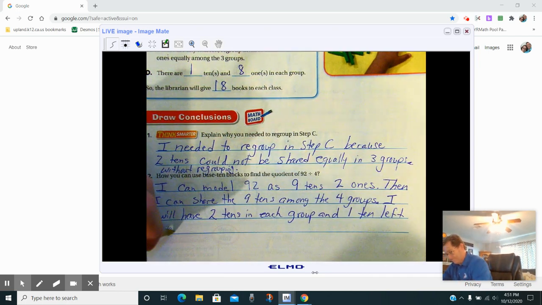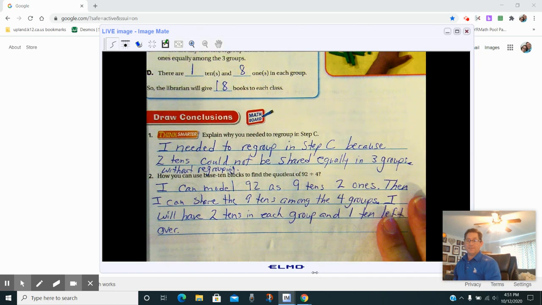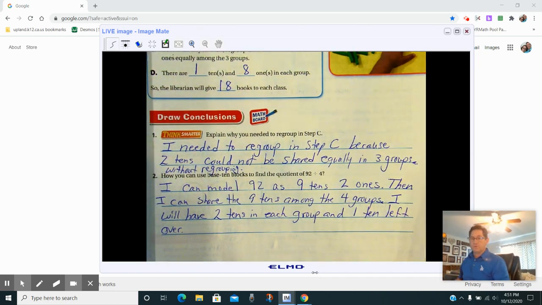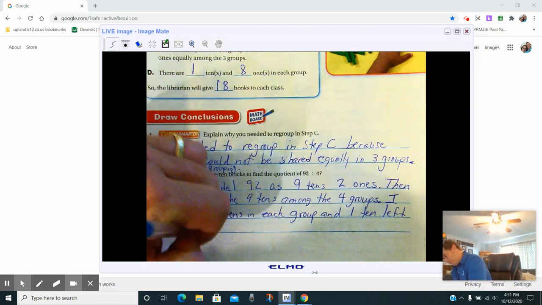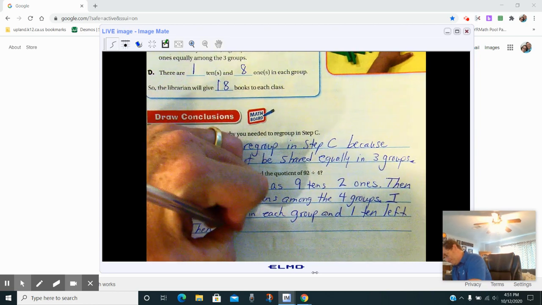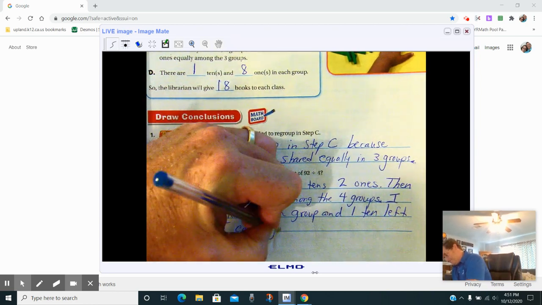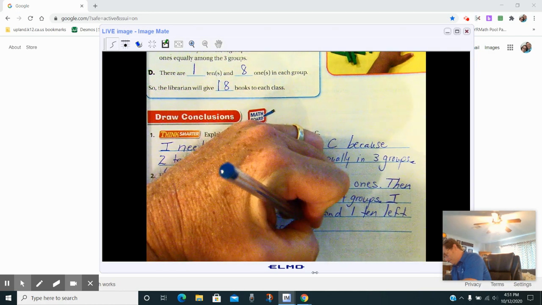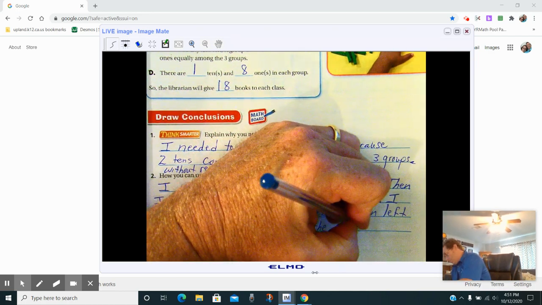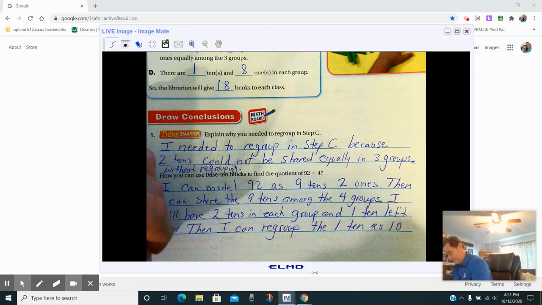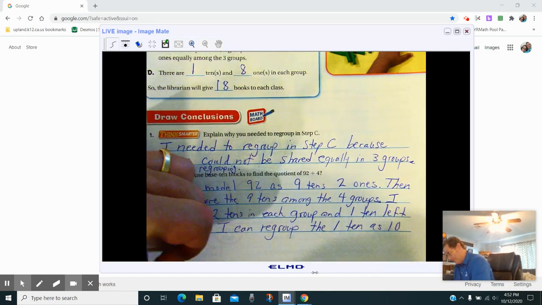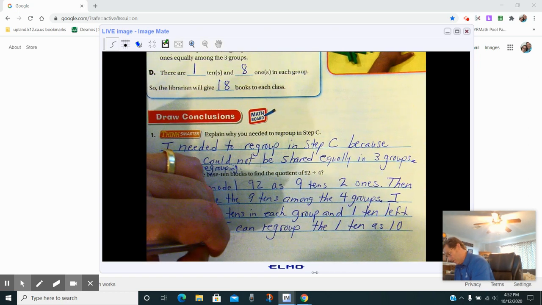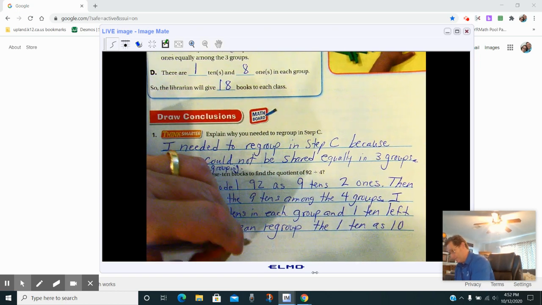Okay, I can't share the 1 ten equally among 4 groups. So I'm going to trade the 1 ten for 10 ones. So I'm going to regroup the 1 ten as 10 ones. And then I'm going to combine those 10 ones with the 2 ones.